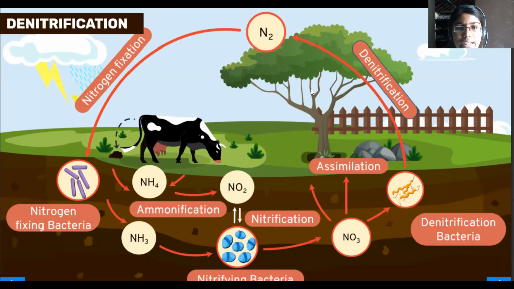The nitrogen cycle involves 5 steps in which nitrogen is converted into many forms. This will be your first point.